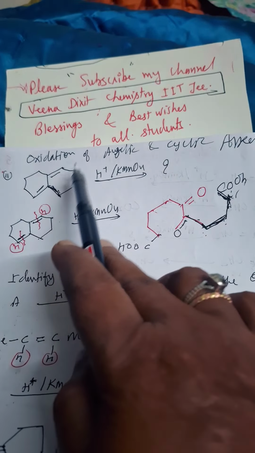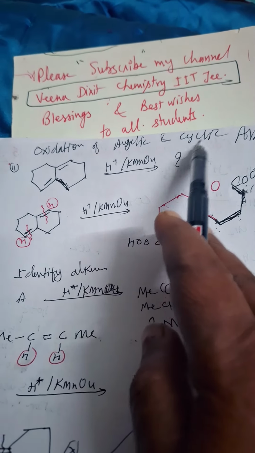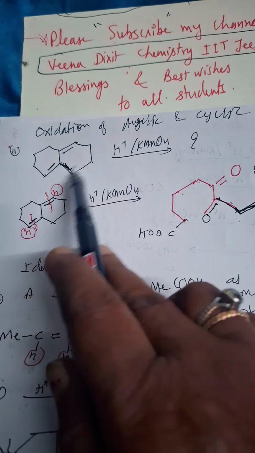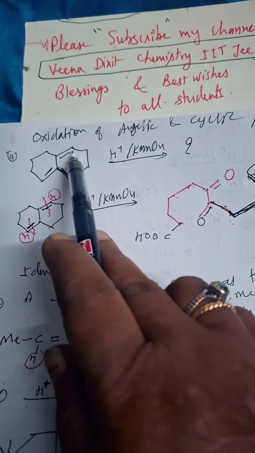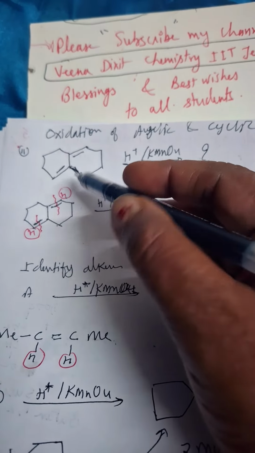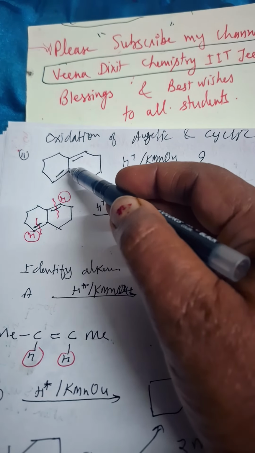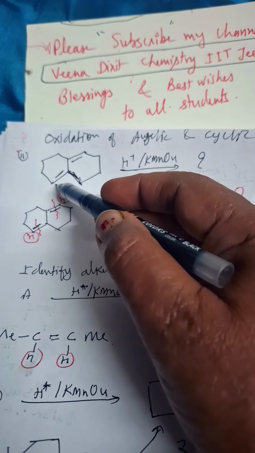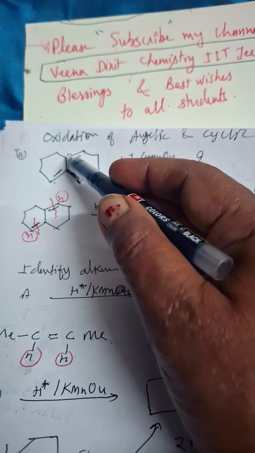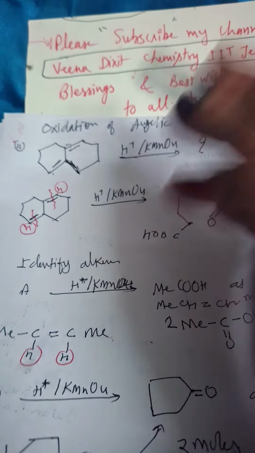Best wishes. Oxidation of acyclic and cyclic alkene. See, draw this structure first. Here is a double bond. Here is a double bond. And now we will see that this carbon is not having any hydrogen. This carbon is having hydrogen. This carbon also does not have any hydrogen.